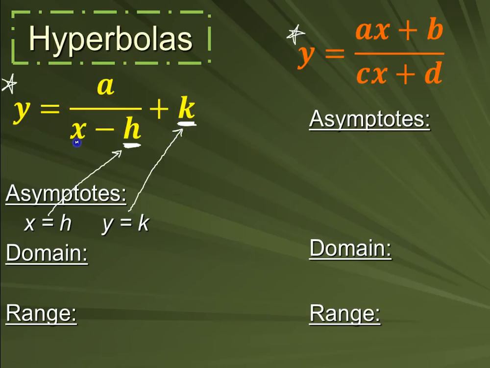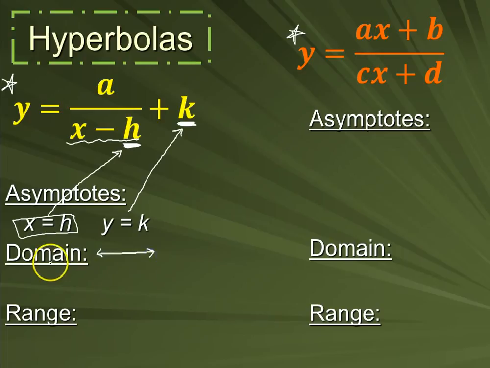Now, notice this is x minus h and this says x equals h. So again, what do we have to recognize? That h is going to be reversed because of this minus sign, just like we've done in the past. Y equals k, this is a plus k, so whatever k is goes right here. That one doesn't change, but this minus h, remember that one's going to change because that one's a negative up there.